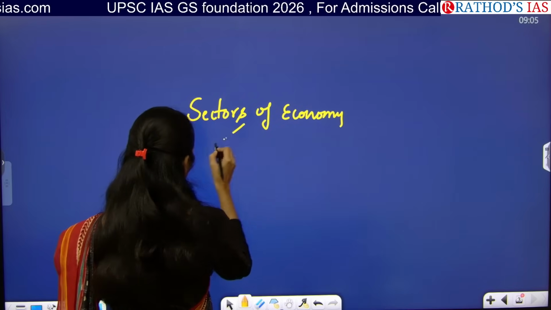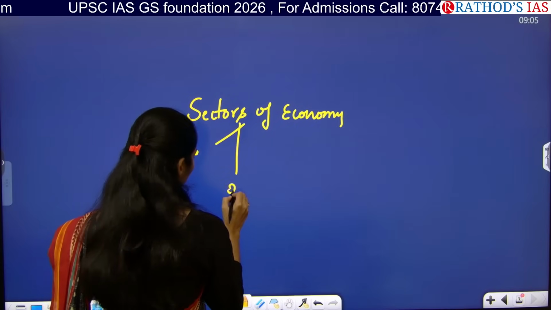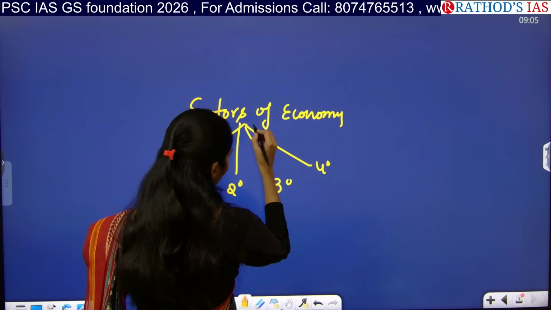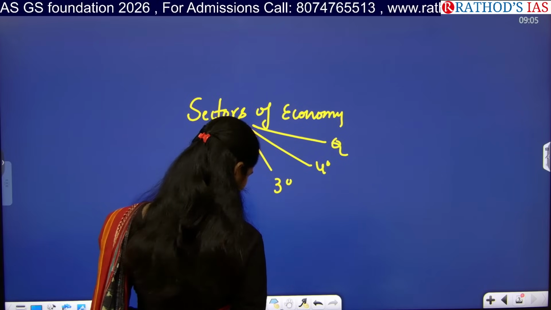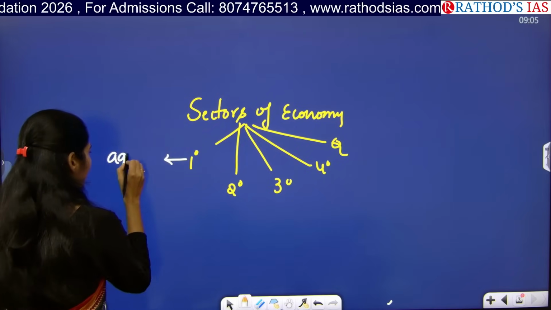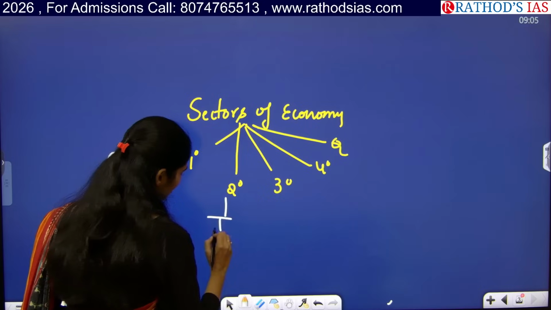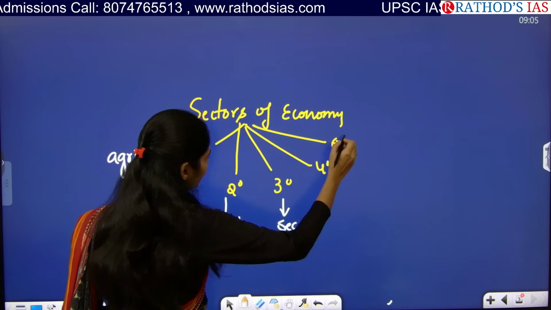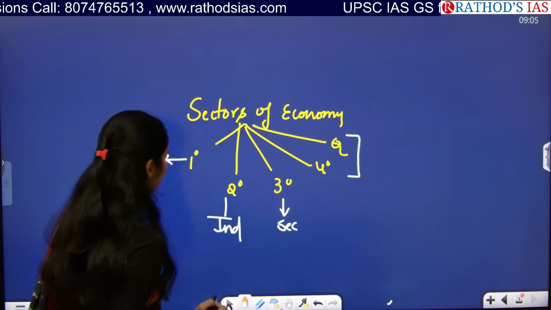Yes. So first one is primary sector, secondary sector, tertiary sector, quaternary sector and quinary sector. Okay, so agriculture comes under primary sector. Industries come under secondary sector and services come under third sector or tertiary sector. We will be keeping this aside.